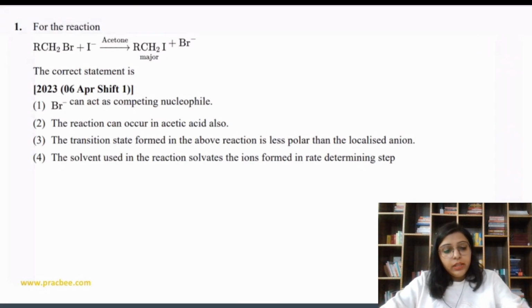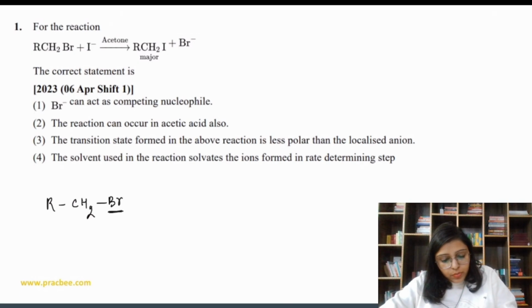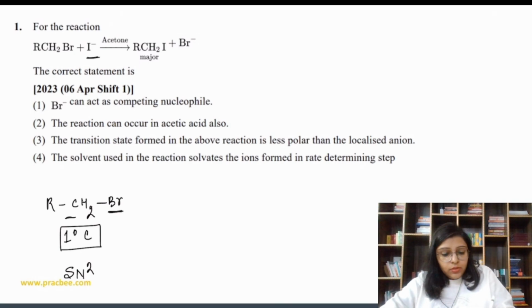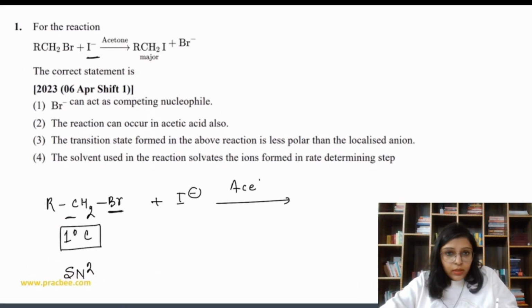So the point is that let's find out the degree of substrate. This is the first point, right? So we have RCH2Br. This functional group is bonded to a 1 degree carbon, so it means we can do SN2. I minus is going to be the nucleophile. Okay. Now we have acetone. Acetone is CH3, C double bond O, CH3. So this is the polar aprotic solvent.